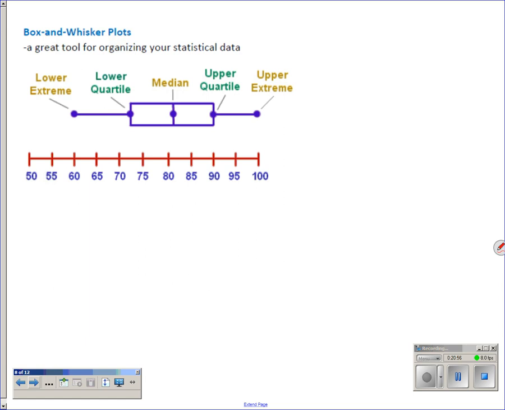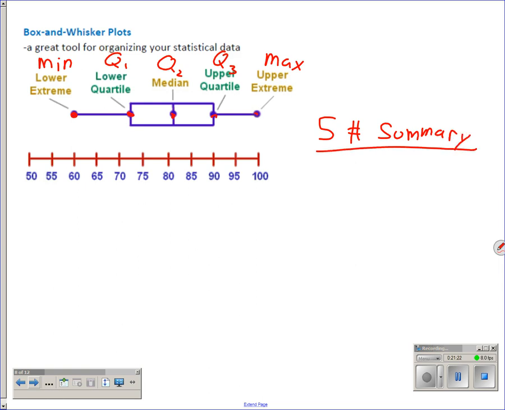But in order to create a box and whisker plot, you're going to have those 5 numbers: your lowest value, your Q1 value, your Q2 value, your Q3, and your max. Okay? Those 5 numbers are something called, it's pretty simple, a 5-number summary. So if you can identify those numbers, you can create a box and whisker plot.